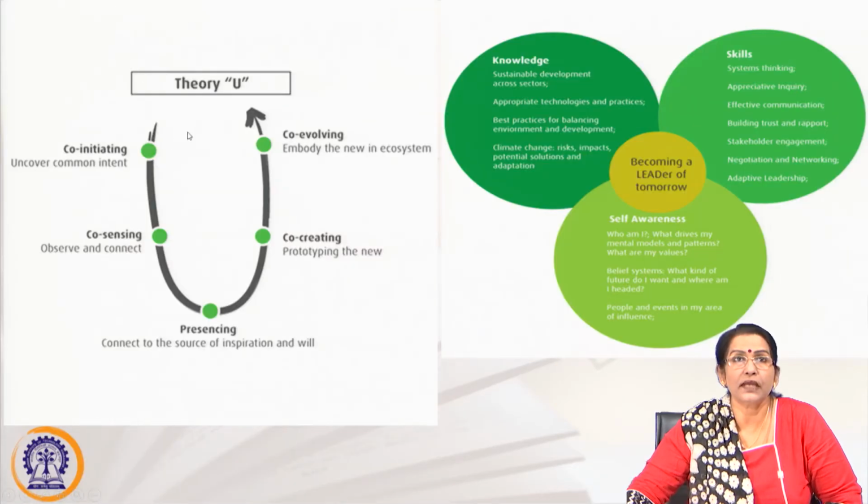So, here it implies the Theory U. Theory U is about how to connect the sources of inspiration and the will. Becoming a leader for tomorrow, as you can see, three things are important: self awareness, knowledge and skills. Under self awareness, you need to know about yourself, develop reflective thinking, and know your strengths and weaknesses, having intrapersonal intelligence and emotional intelligence, etc. Skills and competencies like systems thinking, appreciative inquiry, critical thinking, negotiation, networking, adaptive leadership, building trust, all these are the skills and competencies that a sustainable leader needs to lead the team.